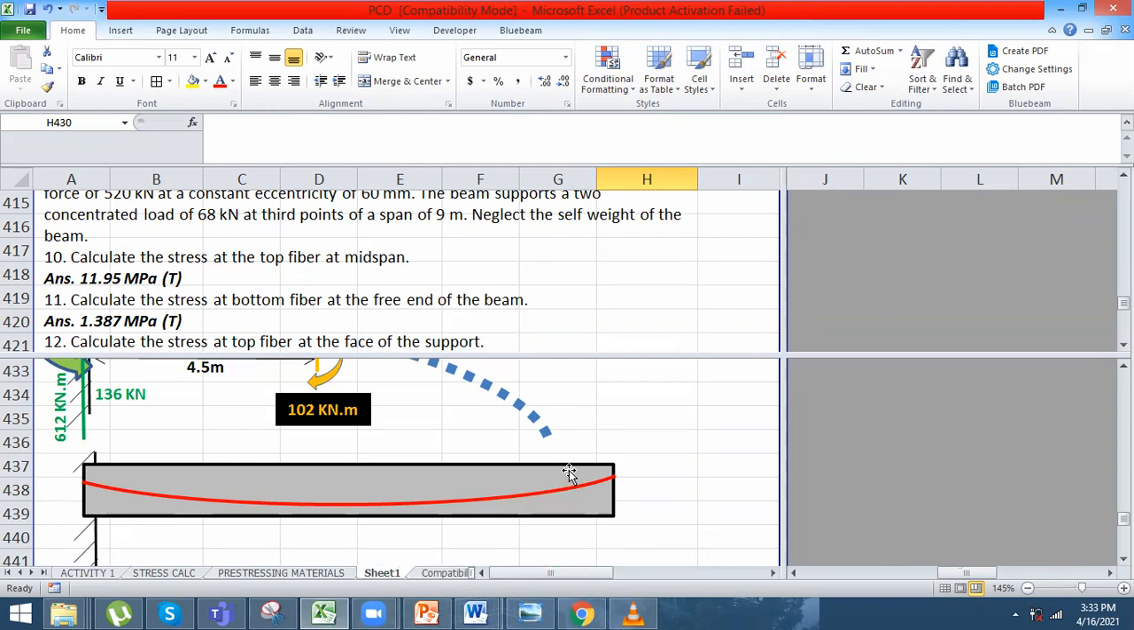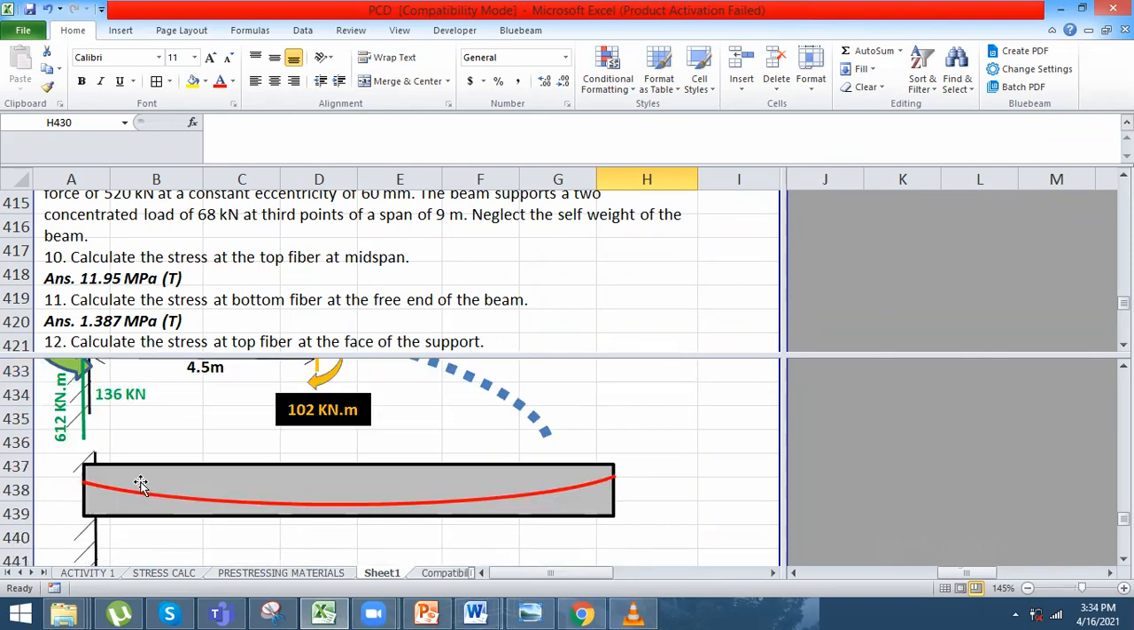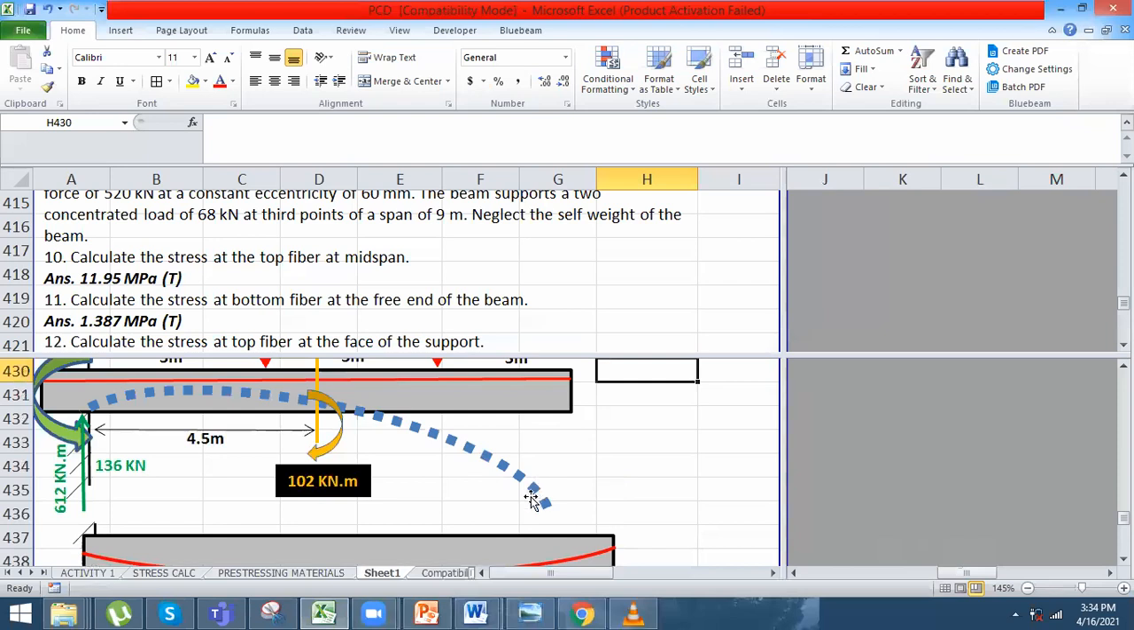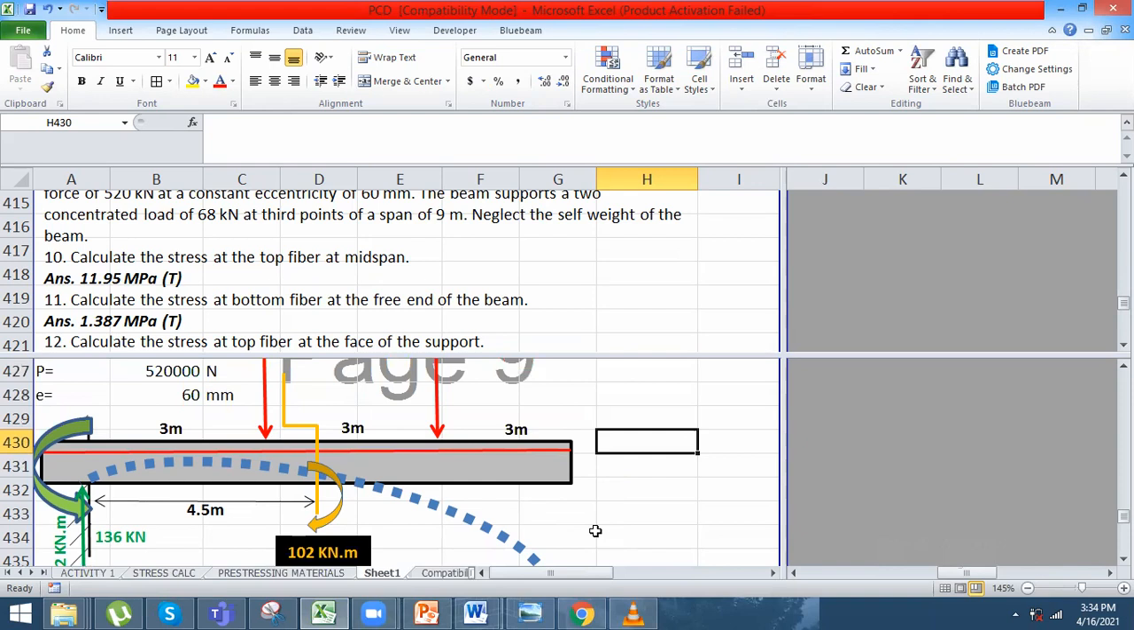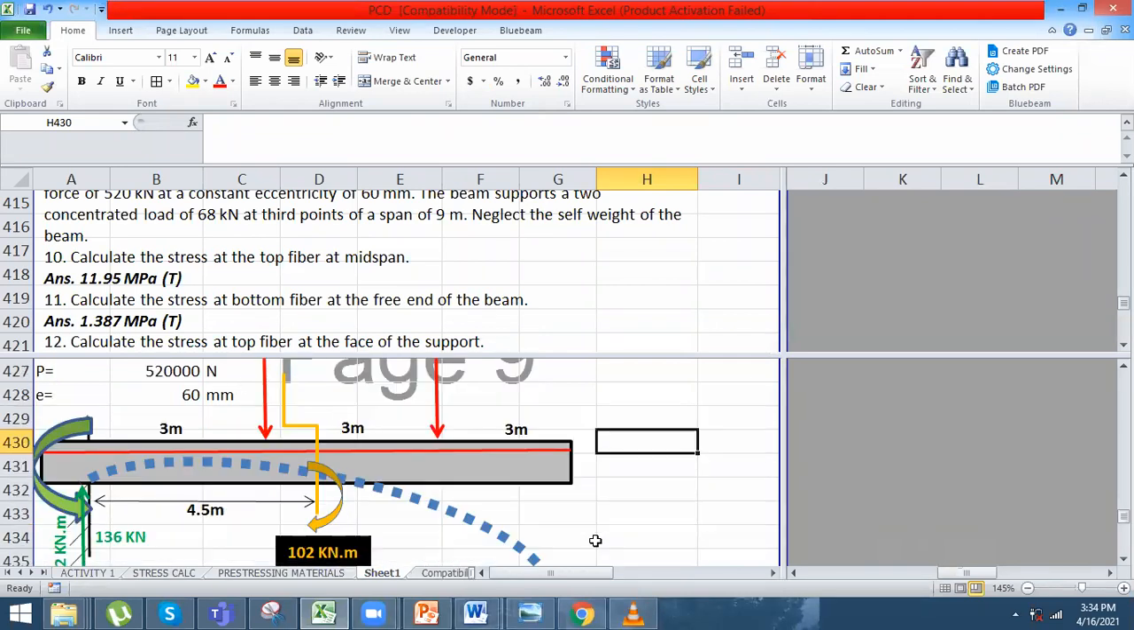Pag nag-bend siya, nag-deflect siya due to gravity loads, magtutuwid itong linya na to. Okay, from baluktot, itutuwid lang nung force to avoid excessive deflection. So that is the main use of pre-stressed materials, concrete materials. Okay? Lalo sa mga SM, ganun sa bridges, highways, skyways.